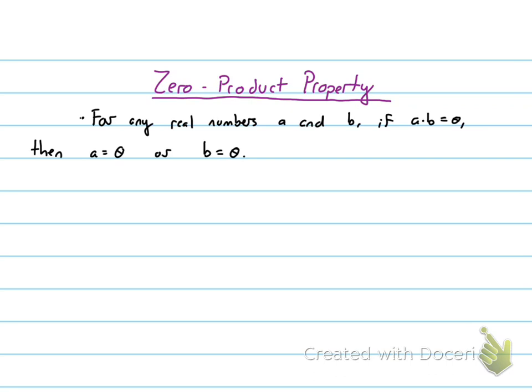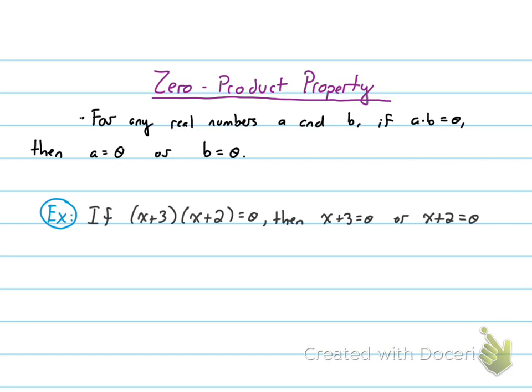To do that, we're going to learn about something called the zero product property, which sounds fancier than it really is. For any real numbers a and b, if a times b equals 0, then a equals 0 or b equals 0. It's really going off the fact that 0 times anything is just 0. For example, if I have the equation (x plus 3)(x plus 2) equals 0, then that would mean that x plus 3 equals 0 or x plus 2 equals 0. Really, all of this is saying is that if we can get an equation in factored form, then we can solve it.